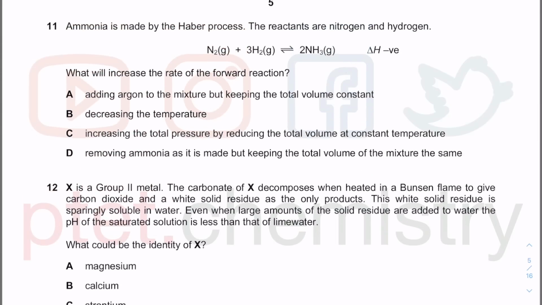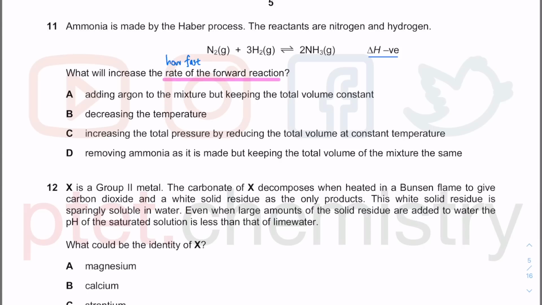Question 11, this is about the Haber process, just like the earlier questions. Previously, they did mention that it's exothermic in the forward reaction. Here, you don't want the yield, you want the rate of the forward reaction. Rate is to do with how fast, equilibrium yield is to do with how much.